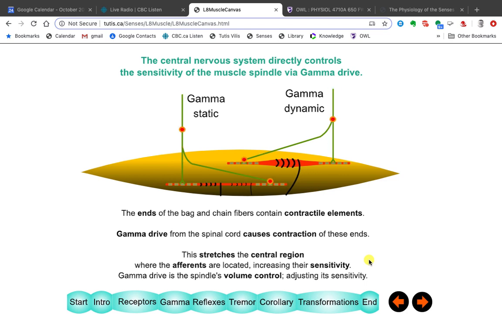Now, these fibers are adapted from normal muscle fibers, and the ends of these fibers still act like normal muscle fibers. And when a signal comes from the brain, these ends contract. And when the ends contract, they pull on the middle portion of the fiber, making them more sensitive.